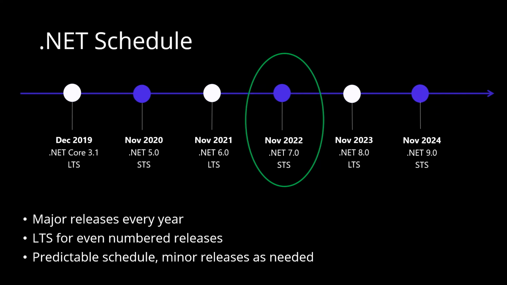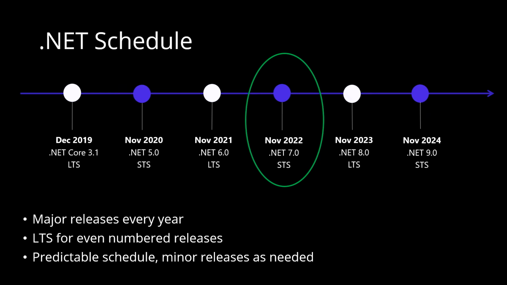Another feedback from you guys, it's very hard to plan your updates when you don't know when Microsoft is going to release a new version of .NET. So now we're sticking to a fixed schedule. Every November, we are releasing a new version, and every even numbered version is long-term support, LTS. So we're going to support it for 3 years. And every odd number is standard term support, but it's not less reliable or lower quality. It's the same quality, same reliability, it's just a different support policy.